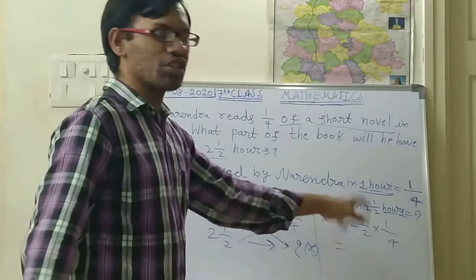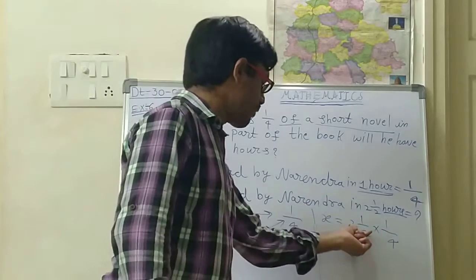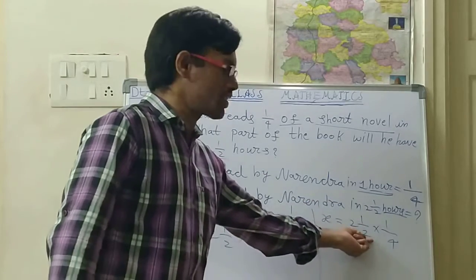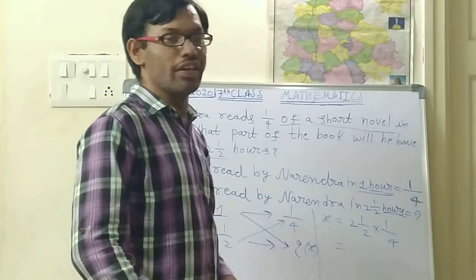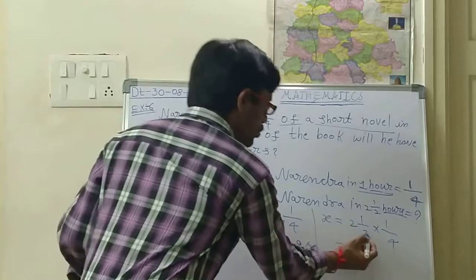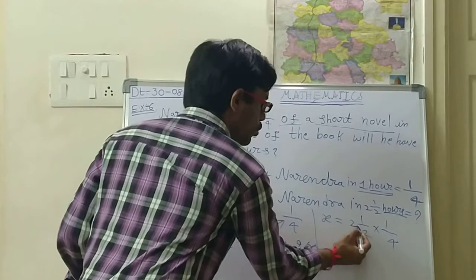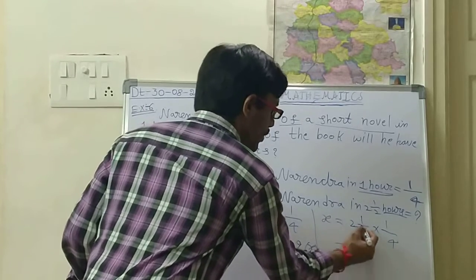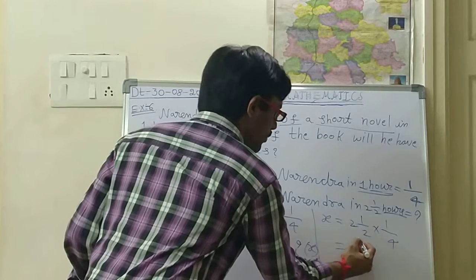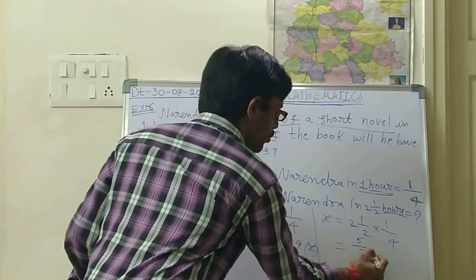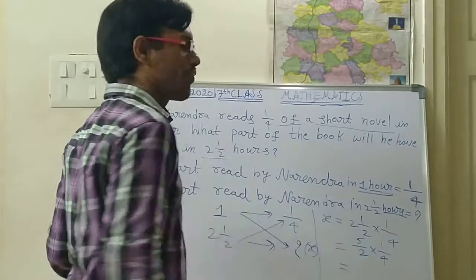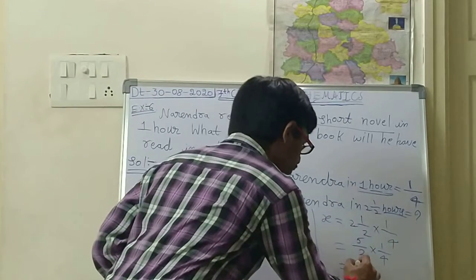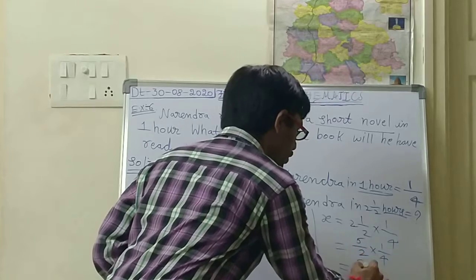So you should do multiplication of fractions. Before multiplying, first you should change this mixed fraction into an improper fraction. Then only it will be easy for multiplication. So change into improper fraction: 2 2s are 4, 4 plus 1 is 5, 5 by 2. 5 by 2 into 1 by 4. What is 5 by 2 into 1 by 4? 5 into 1 is 5, 2 into 4 is 8.